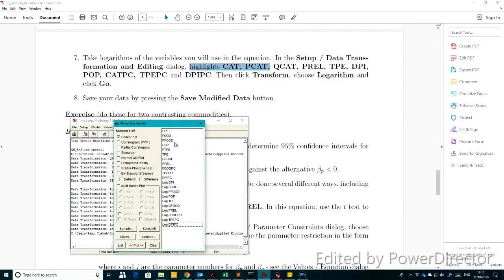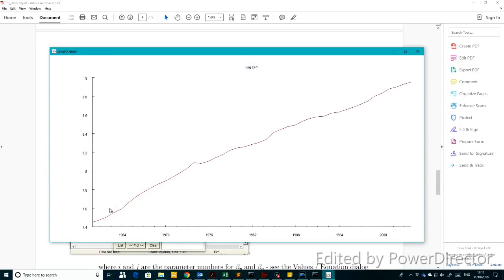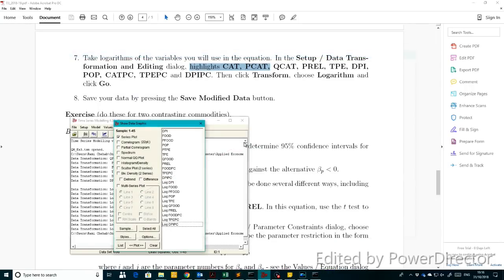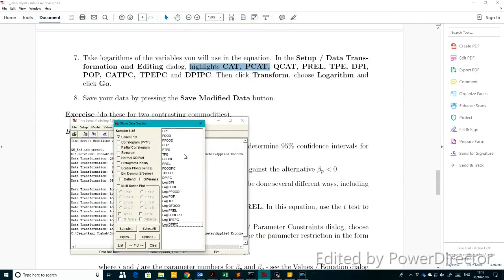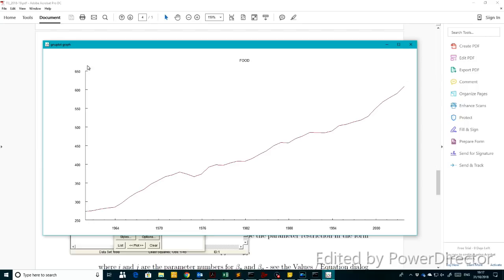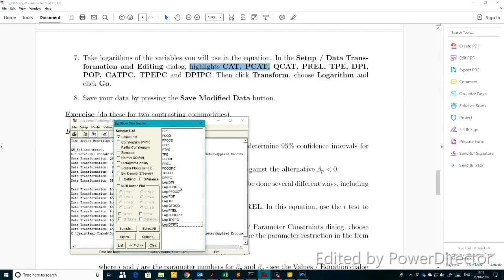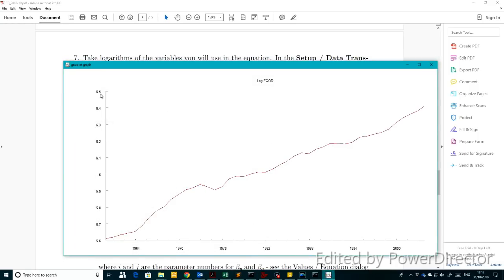If you want to look at the data sets, you can see log of DPI and log of food, right? If you look at log of food, you will see how the general shape is. When you compare it with food, the normal food without the logarithm, it looks something like so, which as you can see is 650, and over here when you have log food, you will see that it's 6.5.